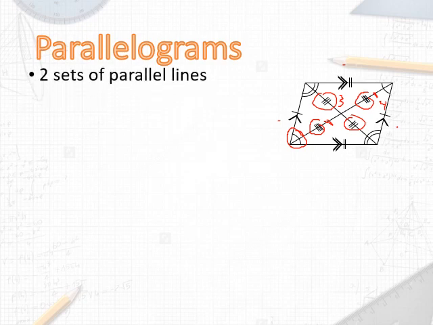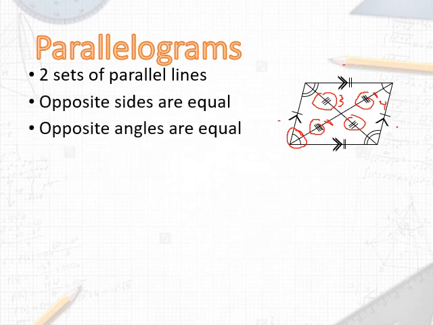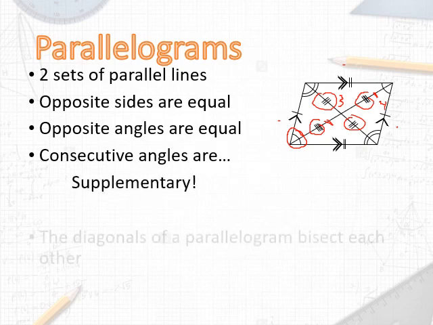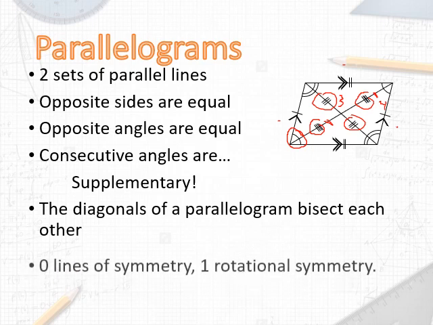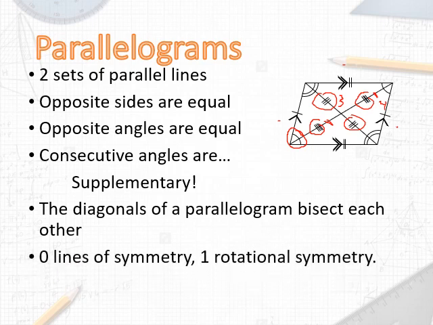So to recap, 2 sets of parallel lines, opposite sides are congruent, opposite angles are congruent. The consecutive angles, so these are like the same side interior angles, they are still supplementary. And then the diagonals of the parallelogram bisect each other. That's the kind of big one that was different from an isosceles trapezoid. No lines of symmetry, but we could rotate the shape 180 degrees and it would rotate onto itself. So there's one rotational symmetry, and that would be for 180 degrees.